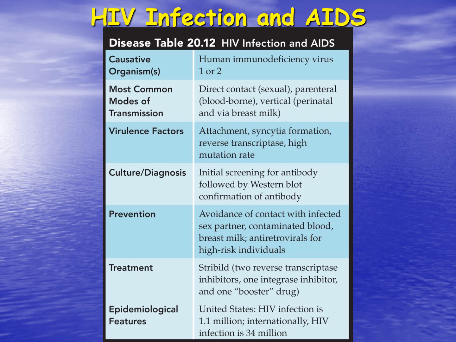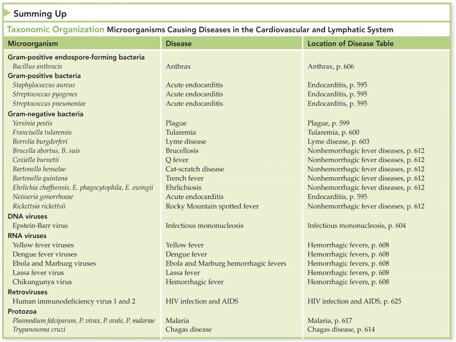So again, out of Chapter 20, this is just the table looking at HIV. So summing up, the microorganisms that cause disease in the cardiovascular and lymphatic system. And again, this is all out of Chapter 20. Page numbers may not match exactly.